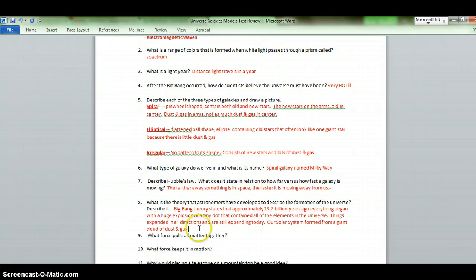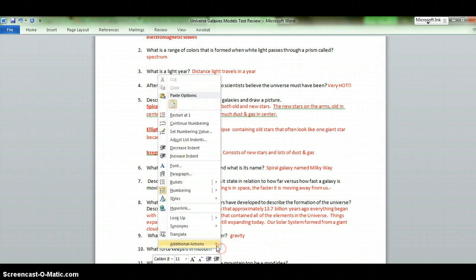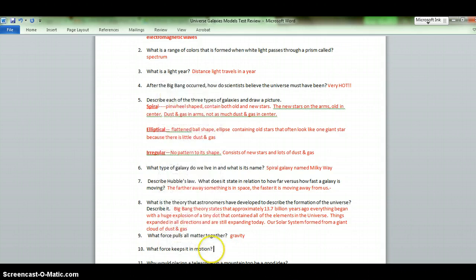Now, what force pulls all matter together? It is gravity. And then what keeps it in motion is inertia. So the sun's gravity keeps us all in our orbit, and then inertia keeps us moving forward.